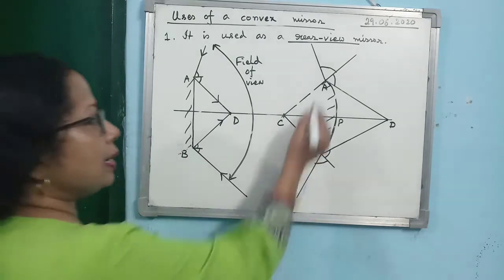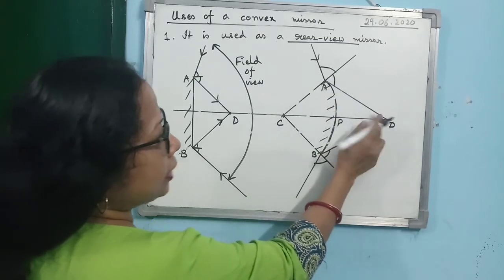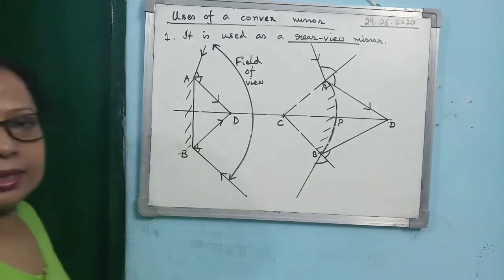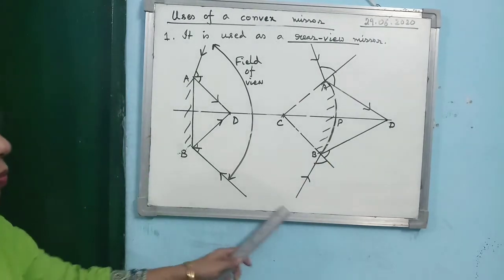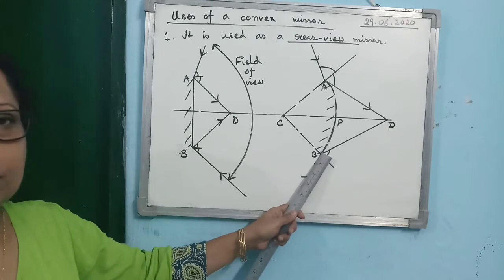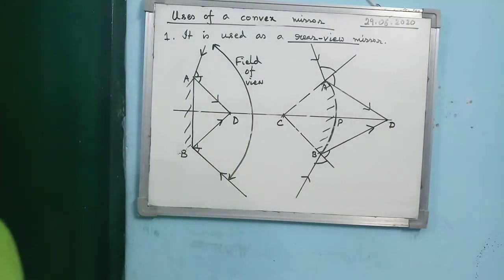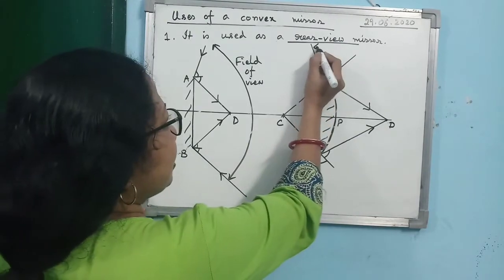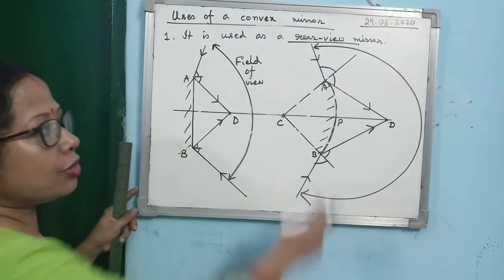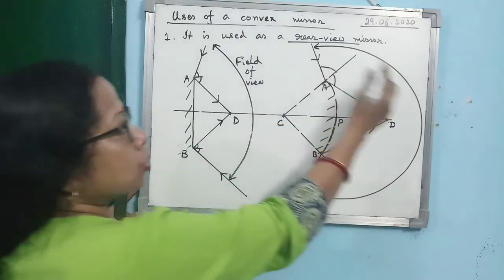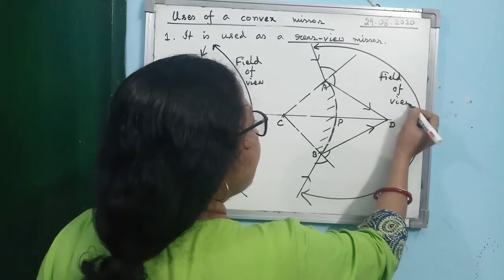Then what is happening? This is the extreme ray falling on the mirror, after reflection received by the driver's eye. Then this is the extreme ray falling on the lower part of the mirror and received by the driver's eye after reflection. So you see, anything between these two reflected rays, the driver will be able to see. So this is the field of view of the driver.